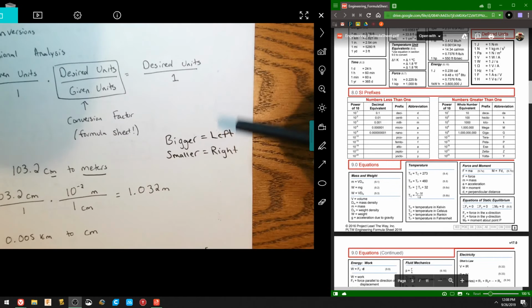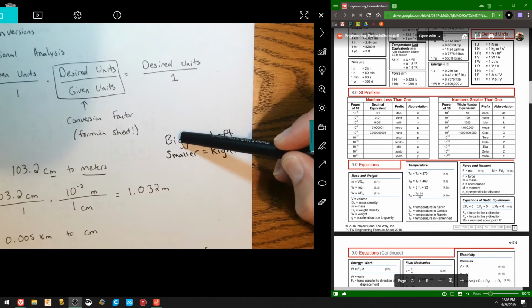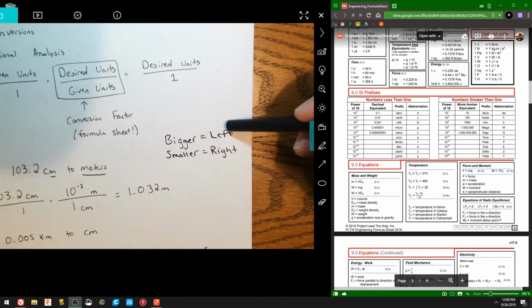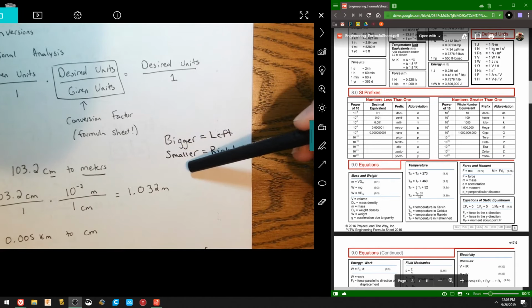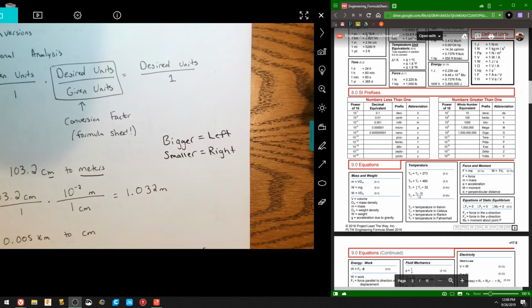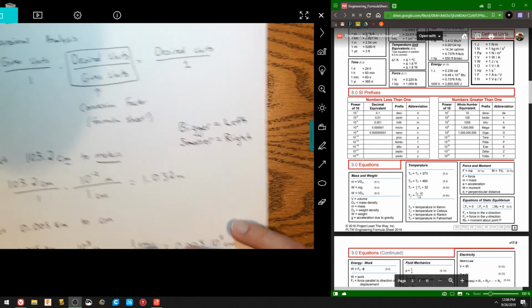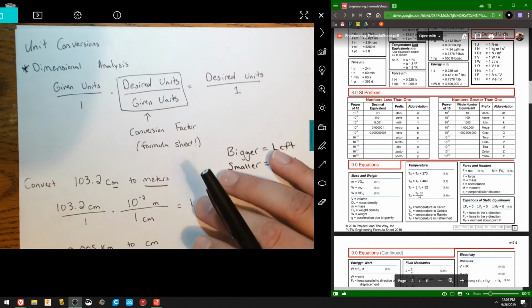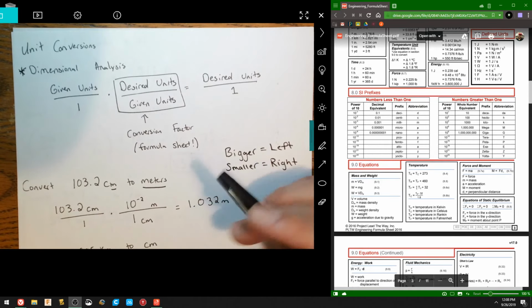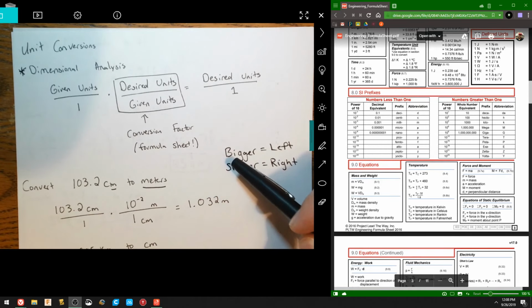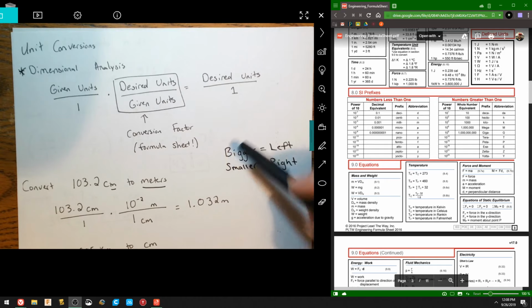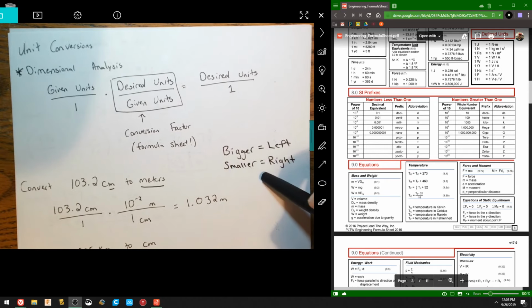What you need to also write down is: if I'm trying to go bigger, I'm going to move the decimal place to the left. If I'm trying to go smaller, I'm going to move it to the right. Go ahead and write that down as well. That helped me when I learned this in kindergarten. Bigger equals left, smaller equals right. Does that make sense?